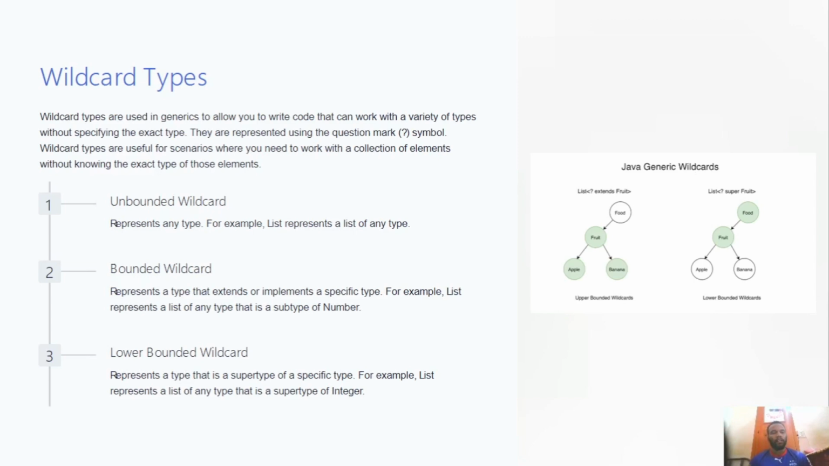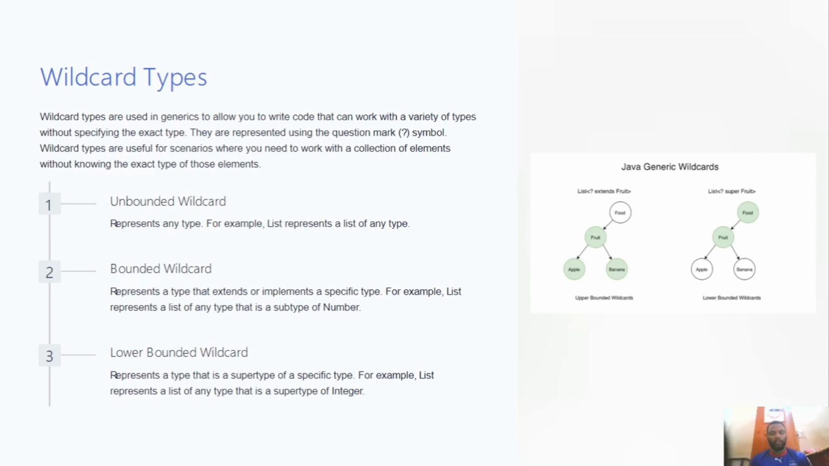Wildcard types. Wildcard types are used in generics and allow you to write code that works on various types without specifying the exact type. They are represented using a question mark. Wildcard types are useful for scenarios where you need to work with a collection of elements without knowing the exact type of the elements.